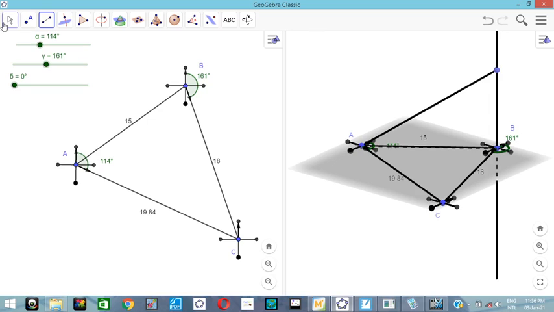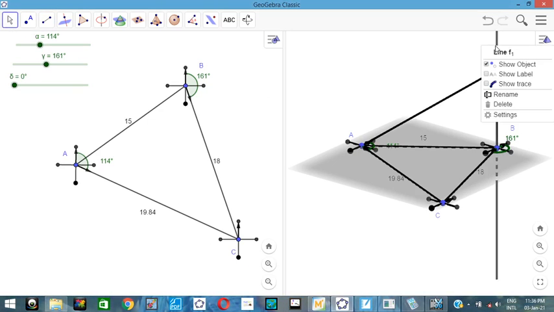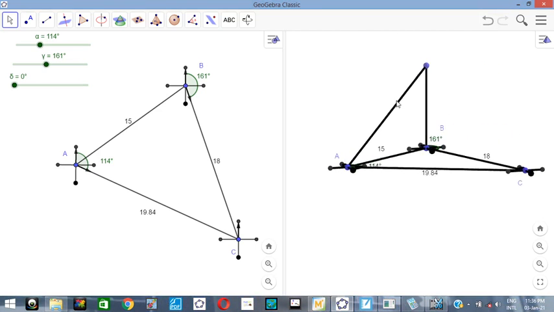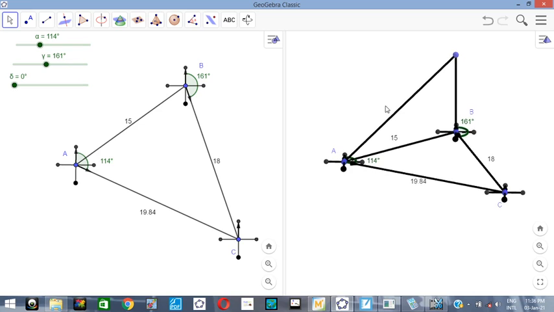Then let me hide this long line. I don't need this one to appear. Let me not show it. Alright, let me remove this plane so that the ground can be clear. So it's something like this. So this is what the question is talking about.